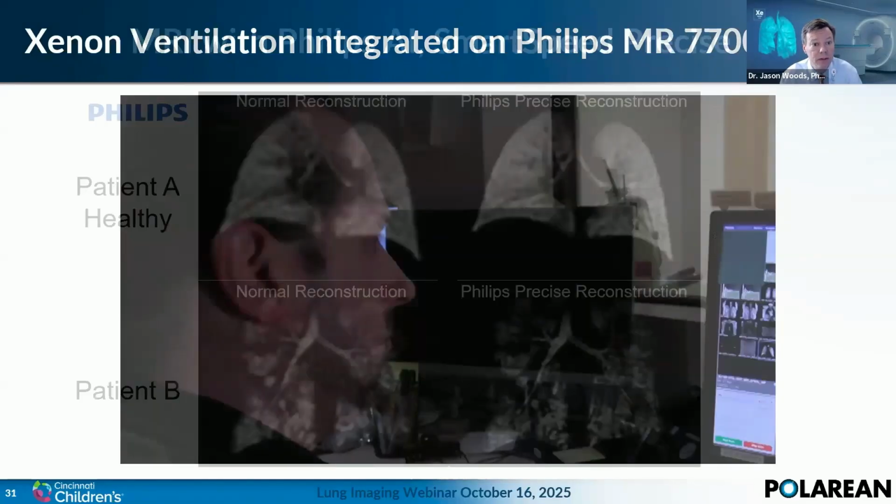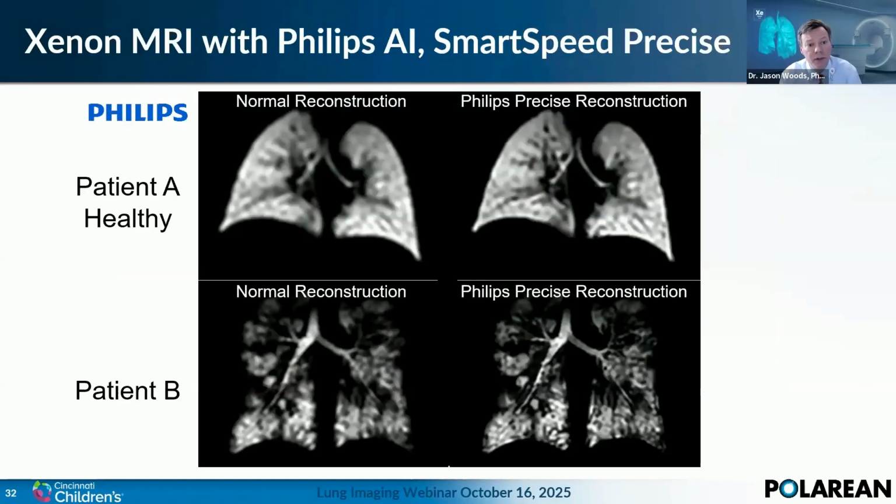And next slide, please. One of the other things that Philips has done is to use AI reconstruction, which they call Smart Speed Precise. Here I'm showing you two different examples, a healthy volunteer on the top, and then a patient with significant lung abnormalities on the bottom. You can see these ventilation defects. And the precise reconstruction simply makes the images a little bit crisper and easier to read and identify the defects.